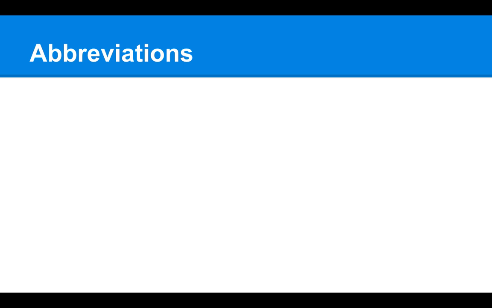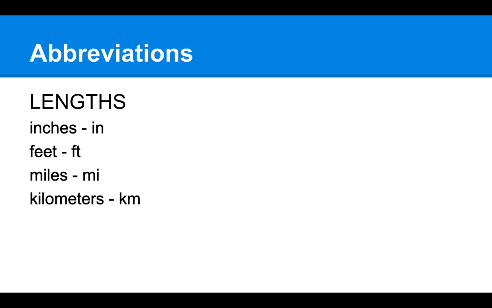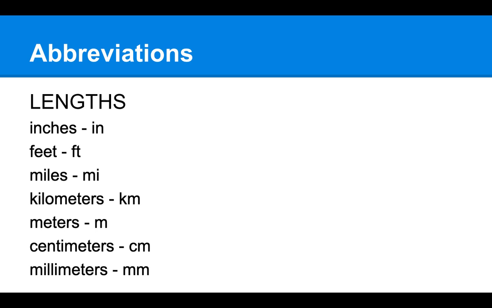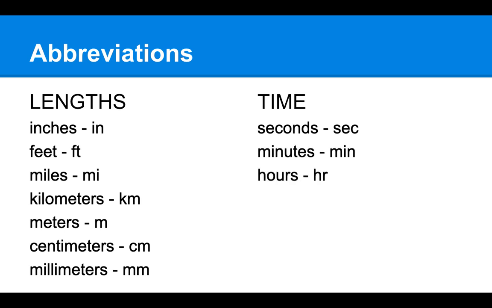So on your formula sheet, we're going to add some abbreviations. Abbreviations you have for length are inches, feet, miles, kilometers, meters, centimeters, and millimeters. Be very careful that you don't try to abbreviate miles and meters because those are two very different things, both with an M. Be careful that MI is miles and M is meters. Some abbreviations we'll also use for time are seconds, minutes, and hours. Be sure you get these on your formula sheet.